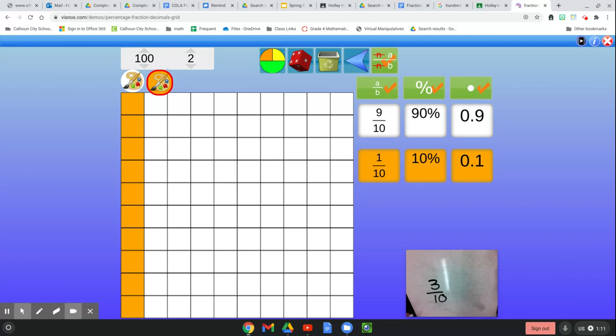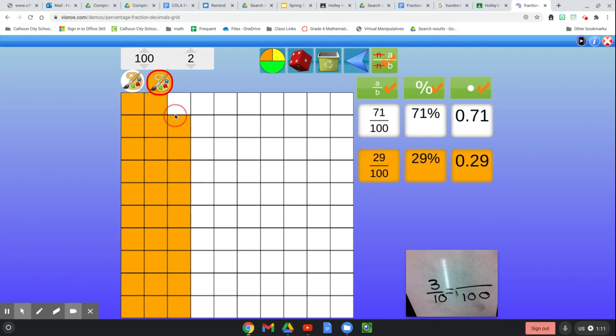So think about it. How could I make this out of 100 or hundredths? You guessed it. I'm going to shade in 3 out of the 10. So that is the same thing as 30. If I were to count these: 1, 2, 3, 4, 5, 6, 7, 8, 9, 10, 11, 12, 13, 14, 17, 18, 19, 20, 21, 22, 23, 24, 25, 26, 27, 28, 29, 30. So 3/10 is equivalent to 30 hundredths.